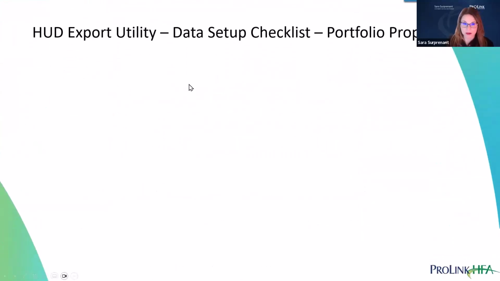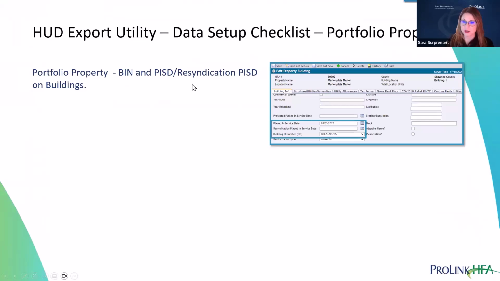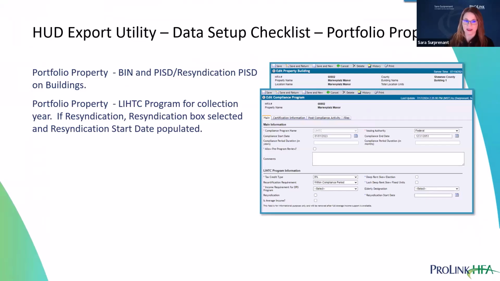For portfolio property, you want to make sure that you have a bin selected on the building and a place in service date or a resyndication place in service date. If this deal is going to be resyndicated, it's going to be reporting on that resyndication place in service date. For portfolio property, your LIHTC program is only going to report on that property that was placed in service or ongoing for your tenant files if you have a LIHTC program existing on the deal.